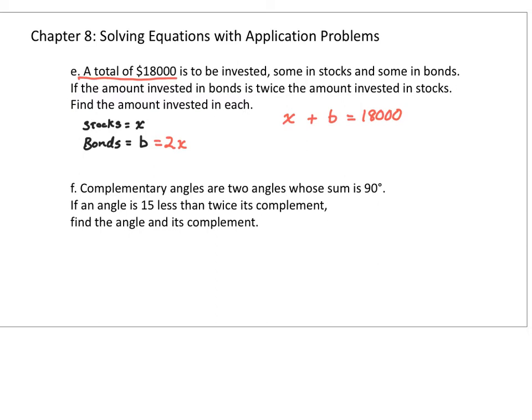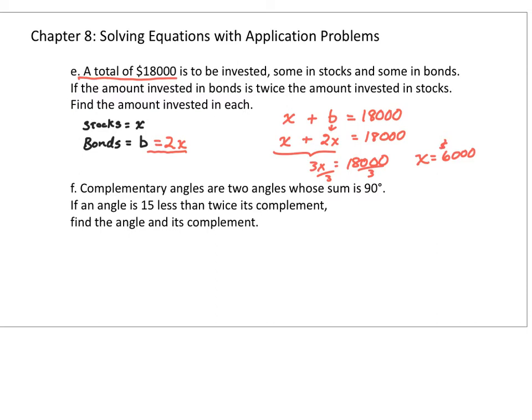So now we have, from the amount invested in bonds is twice the amount invested in stocks, our expression here for the B. So we're going to use X for the stocks and 2X for the bonds because B equals 2X. So X plus 2X equals 18,000. Then you could just combine like terms. 3X equals 18,000 and divide by 3. So if you divide by 3, 18 divided by 3 is 6. So that would be 6,000. So $6,000 invested in stocks.